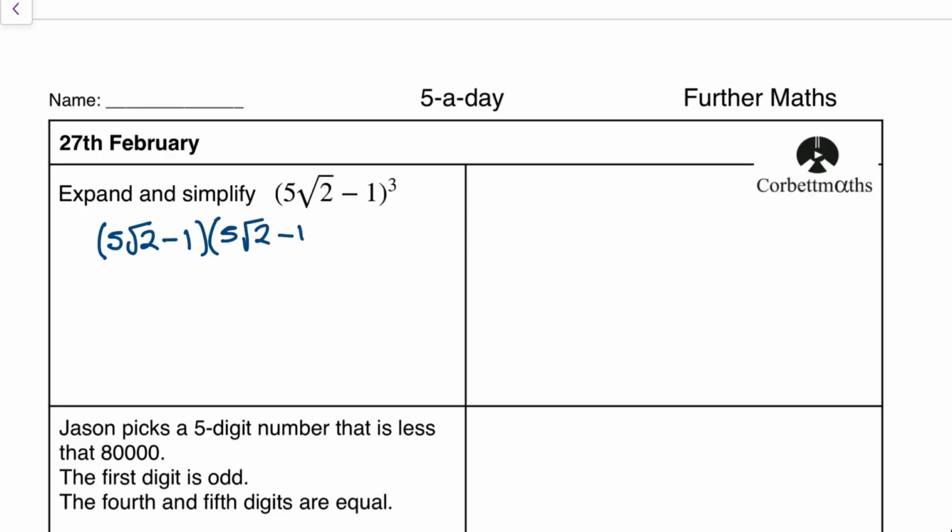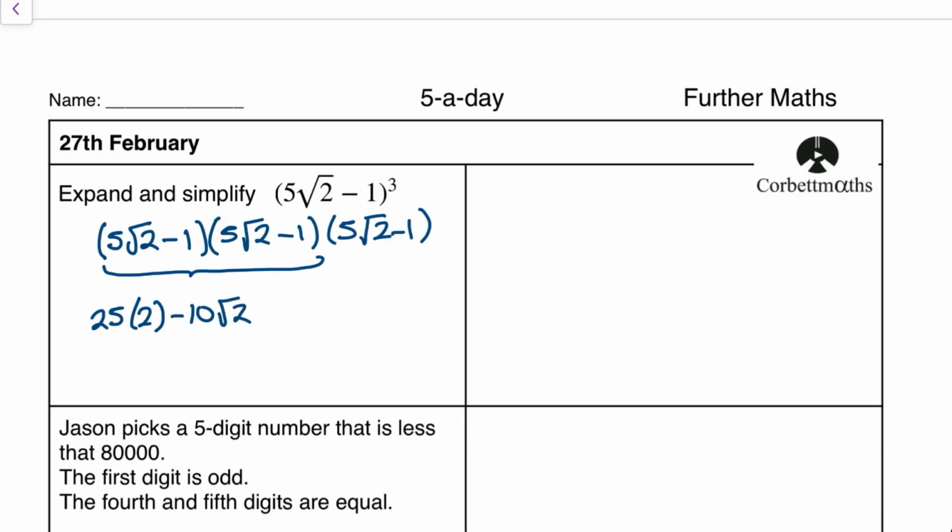So 5 root 2 minus 1 times 5 root 2 minus 1. I'm going to deal with one bracket first. So 5 times 5 is 25, and root 2 times root 2 is 2. 5 root 2 minus 1 minus another 5 root 2 is going to be 10 root 2, and minus 1 times minus 1 is plus 1. Let's collect some of these things first. So that's going to be 50 plus 1. So it's going to be 51 minus 10 root 2 times 5 root 2 minus 1.